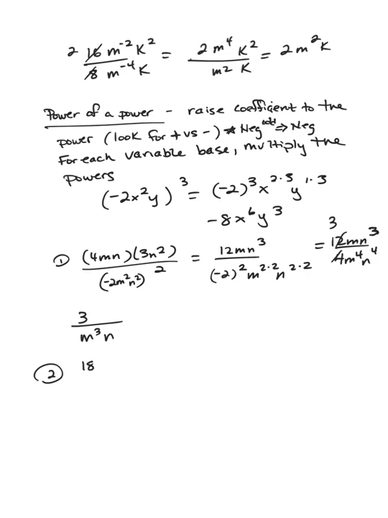I have 18k over 6k to the negative 2j to the negative 3. Number 1, cancel these out. Number 2, move the negatives so that they're positives. Now just use product of powers here. Okay, number 3.